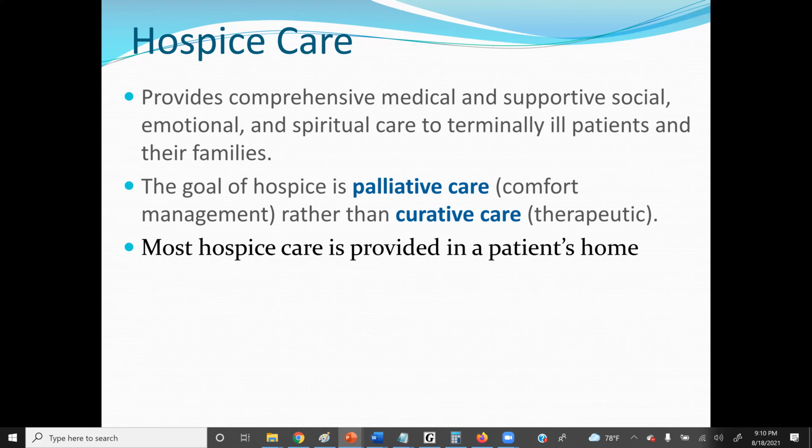Therapeutic care's main goal is to cure some disease or injury. But hospice is normally for comfort management. Most patients in hospice care have a terminal illness, which means the illness cannot be cured, and most are very old. So the main goal is managing their everyday life activities and making it more comfortable. Most hospice care is provided in the patient's home.